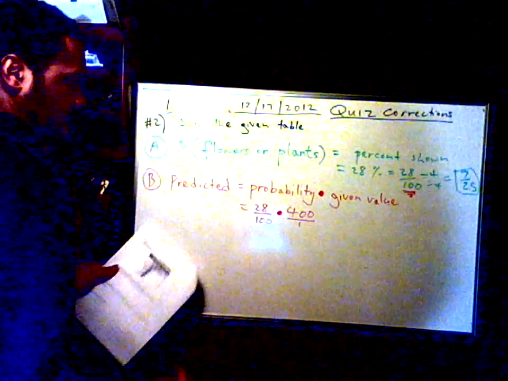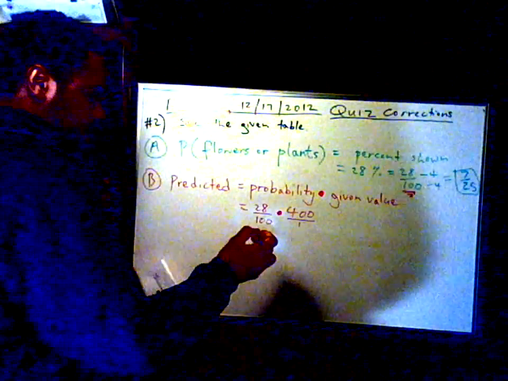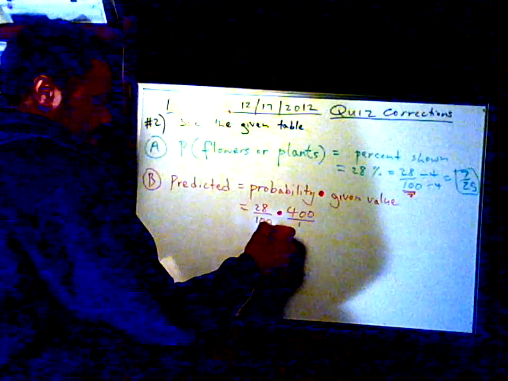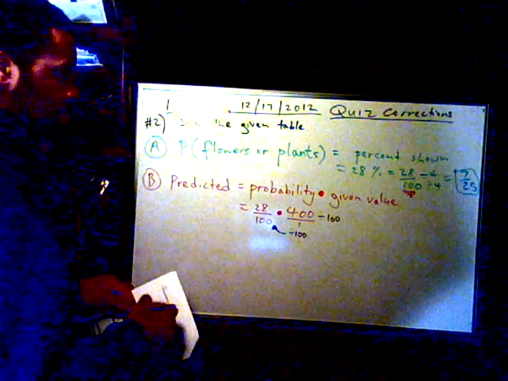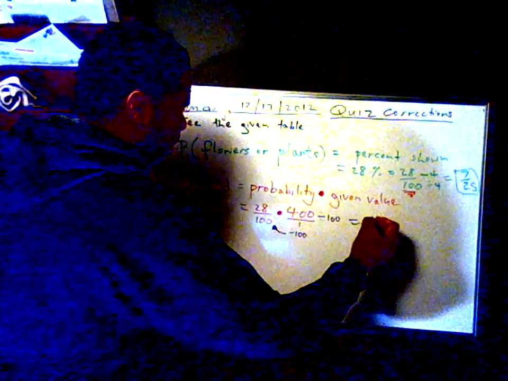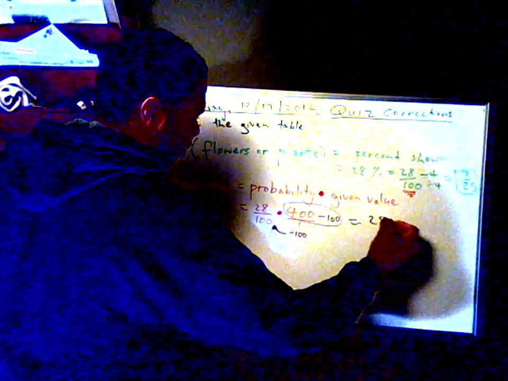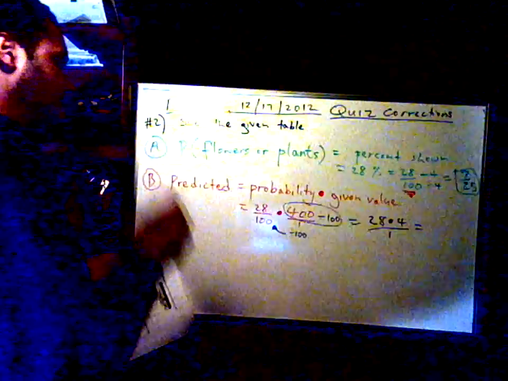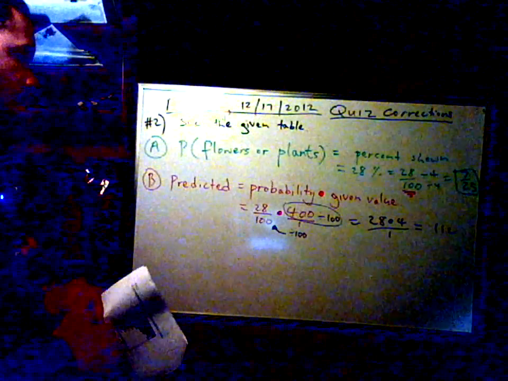Over 1. And I don't know if they showed you this trick in the 6th grade, but since you have 100 on the bottom and 400 on the top, I can divide by 100 on the bottom, and I can divide by 100 on the top. Alright, and so if I do that, I'm going to get 28. 400 divided by 100 is just going to be 4. And here I have 100 divided by 100 is just going to be 1. Alright, and so I multiplied 28 by 4, and I'm going to get 112. So the answer is going to be 112.